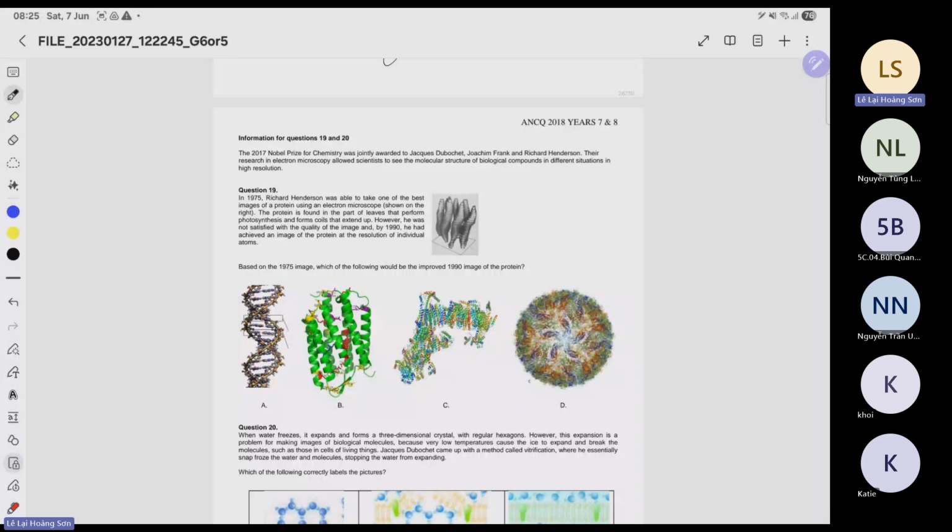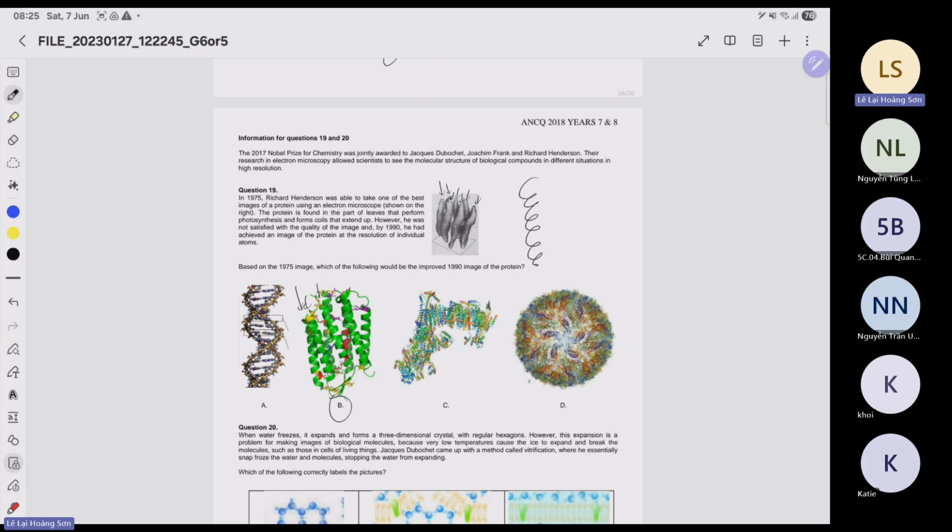Okay, as you can see here, you have this kind of helix structure, right? So you need to choose something that has the helix structure. And let's see how many helices you have. One, two, three, four, five, six, seven. Seven helices. So you have to choose something that also has seven helices. So it's going to be B, right?